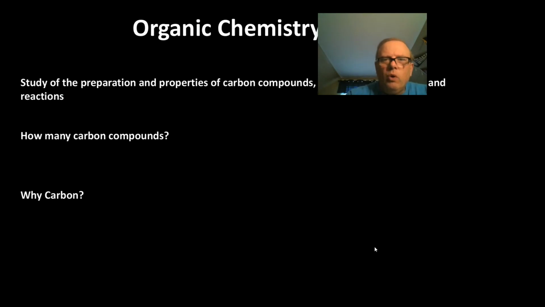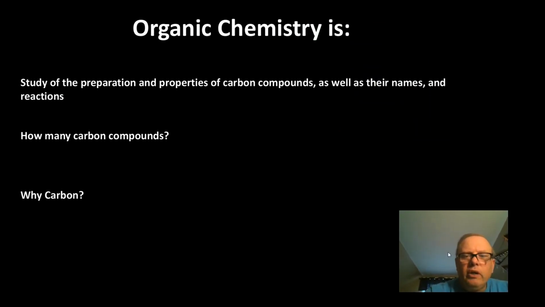Organic chemistry. What are we talking about? We're talking about the preparation and the properties of carbon compounds, as well as their names and their reactions. So we're only talking about one element from now on, and that will be carbon itself. Now, how many carbon compounds exist? Millions. And when I say millions, like 7 million, maybe more, maybe 10 million compounds.